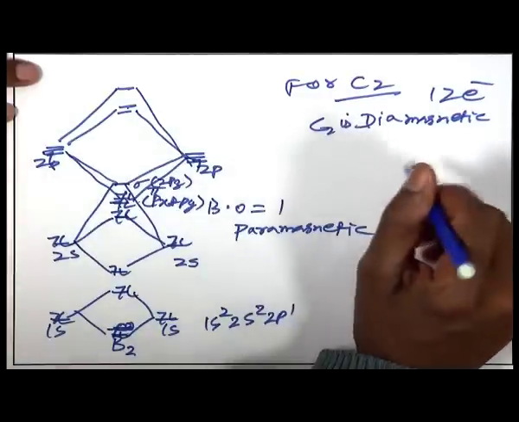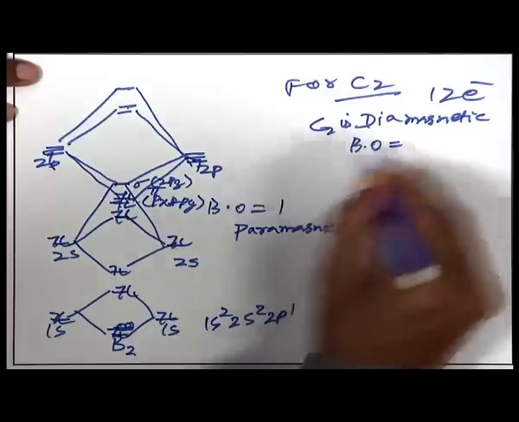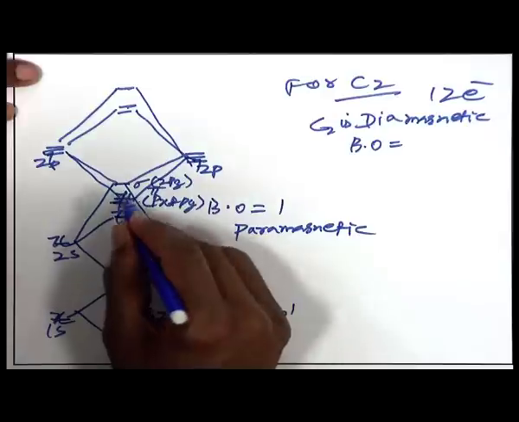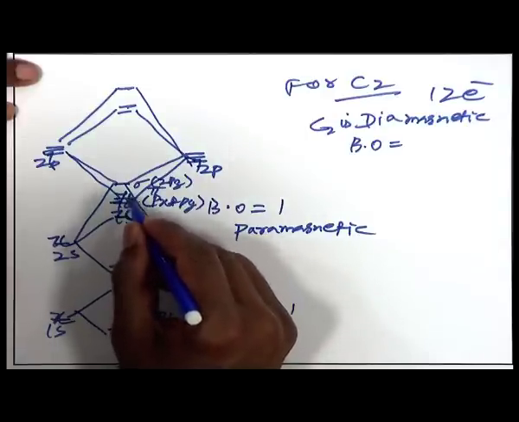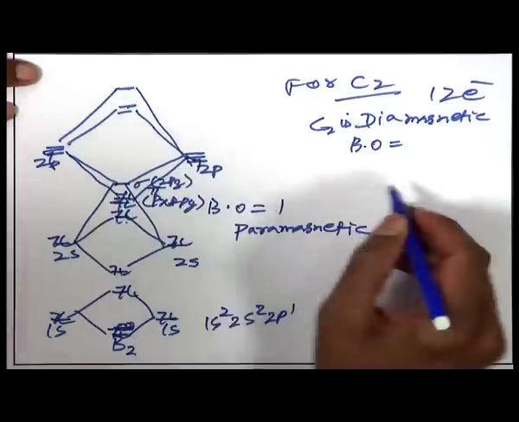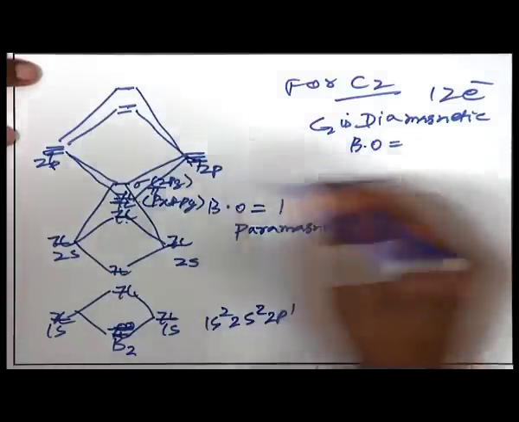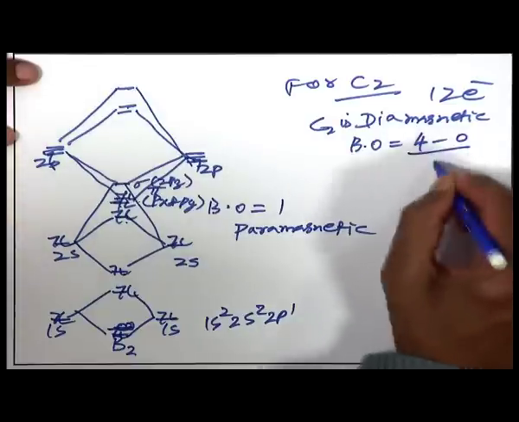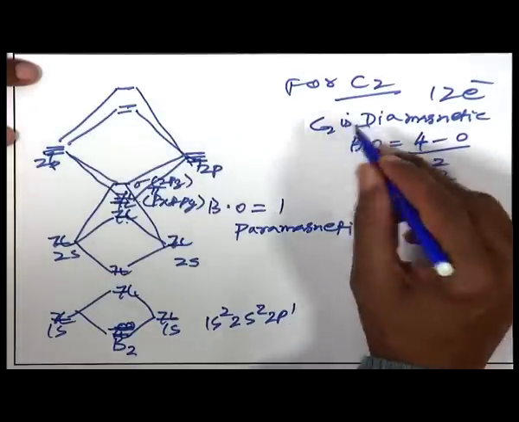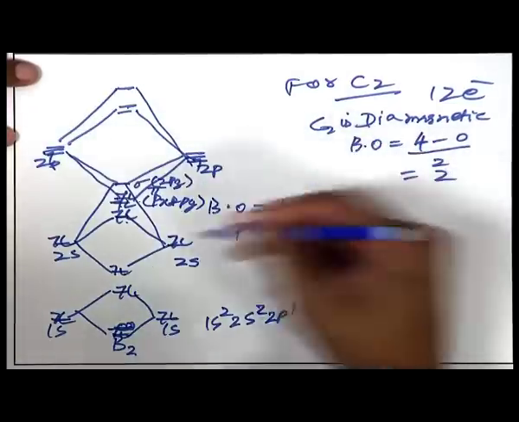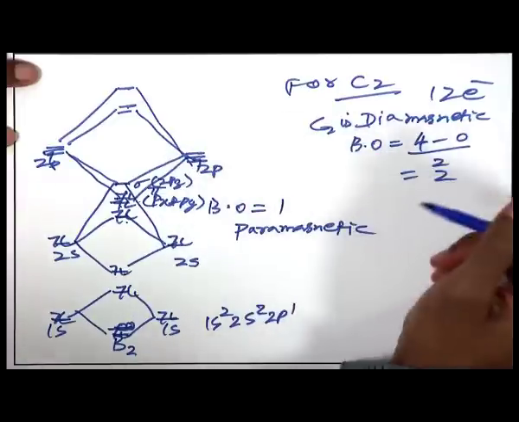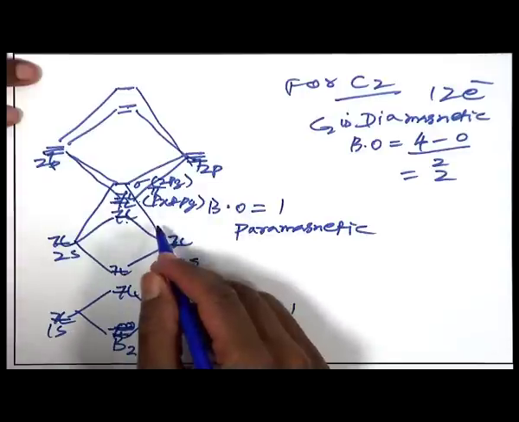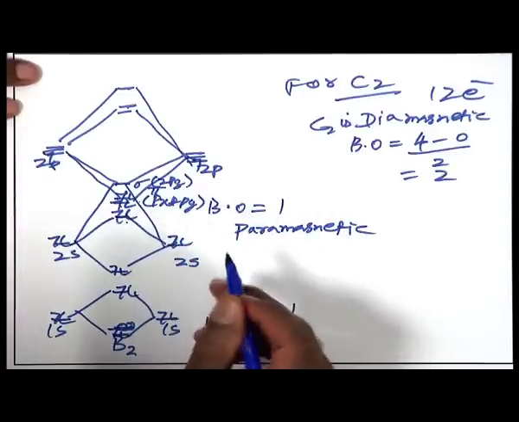C2 is diamagnetic, and for the bond order, these 2 cancel each other, and then you have a bonding orbital. So there are 4 electrons in the bonding orbital and there is no antibonding orbital. So the bond order is equal to the number of electrons in the bonding molecular orbitals, that is 4 minus 0, divided by 2, equal to 2. The bond order is 2 for C2. This diagram explains the actual property of C2, which is diamagnetic. So this is the correct diagram that should be used for explaining the property of C2 or B2 molecules.